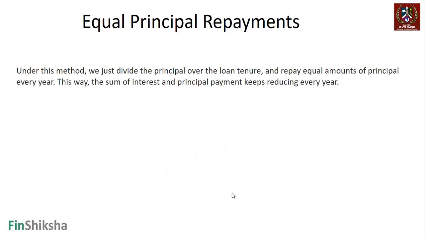So let's move ahead now and look at the equal principal repayment scenario. Now under this method, we just divide the principal over the loan tenure and repay equal amounts of principal every year, right? So in this case, if we have 9 years, then over 9 years we are going to pay the entire loan. So approximately 11.1% of the loan gets paid every year, right? This way, the sum of interest and principal payment keeps reducing every year.